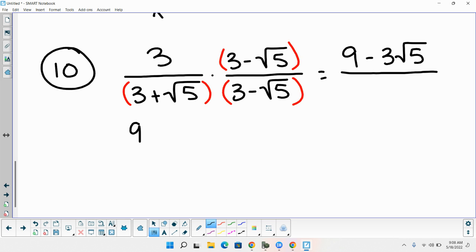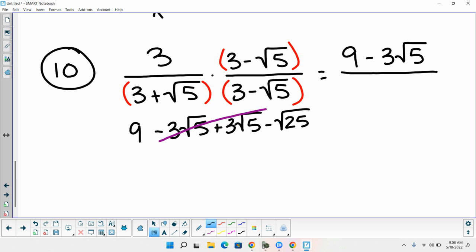9. What's 3 times negative radical 5? Negative 3 radical 5. What's positive radical 5 times 3? Positive 3 radical 5. Those cancel, right? And what's a positive radical 5 times a negative radical 5? That's a negative radical 25. But you guys all know the square root of 25 is what? 5. So this is 9 minus 5, which makes that a 4.